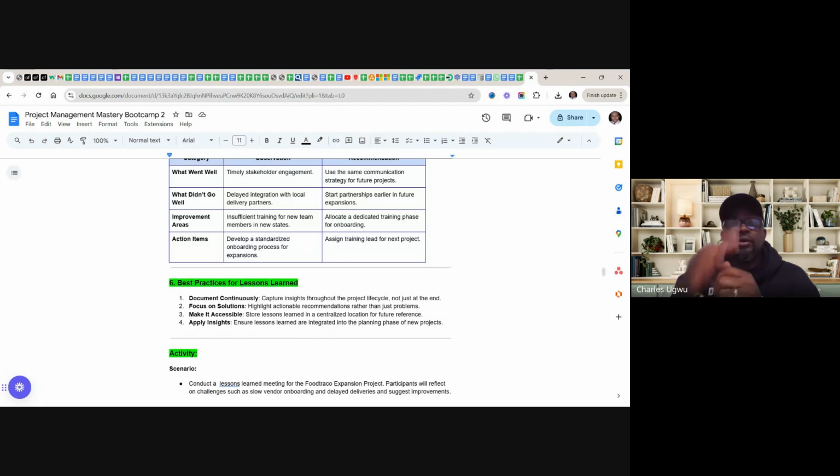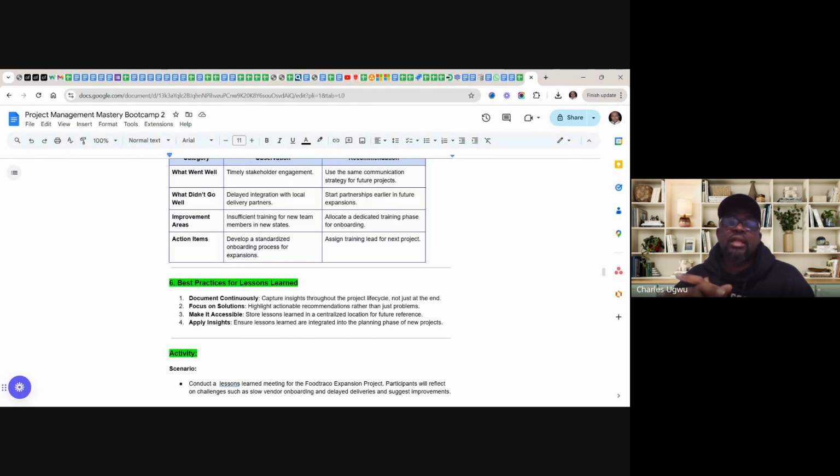Best practices for lessons learned: document continuously, capture insights throughout the project life cycle. Just like I've said, to make life easy for you, from the beginning you can make it weekly, or at least twice a week. Even if it's a 30-minute meeting, it's done. Continuous documentation, capture insights throughout the project life cycle, not just at the end.